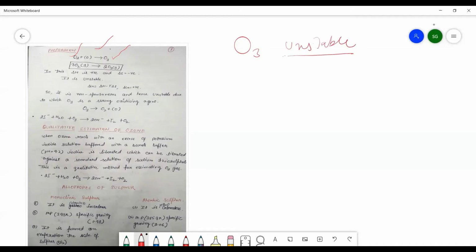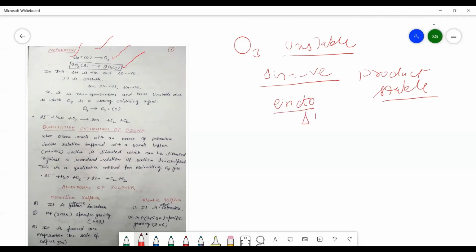It is because of thermodynamic reasons. You have seen that if delta G is negative, then the reaction is spontaneous and the product will be stable. But in the preparation of the ozone molecule, we see that it is an endothermic reaction, and for an endothermic reaction, delta H is positive. And for the preparation, if you look, delta S will become negative.